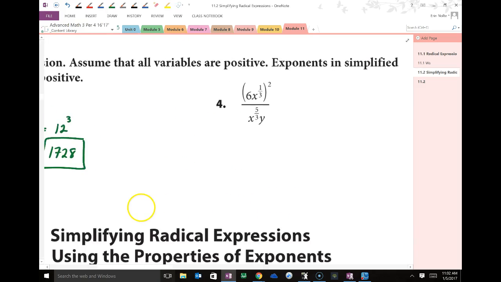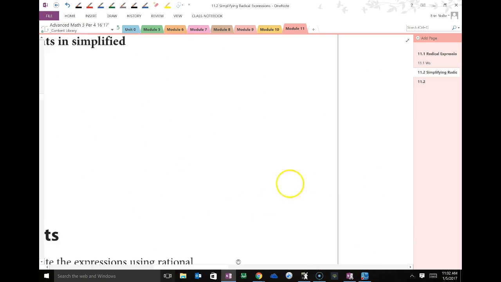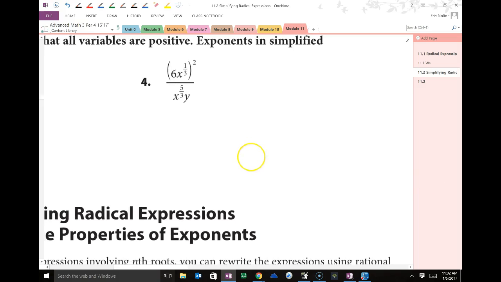All right, let's see if you can do this one. Whoa, sorry. Where am I going? Sliding across the screen. How about that one? Okay, try number 4 here.